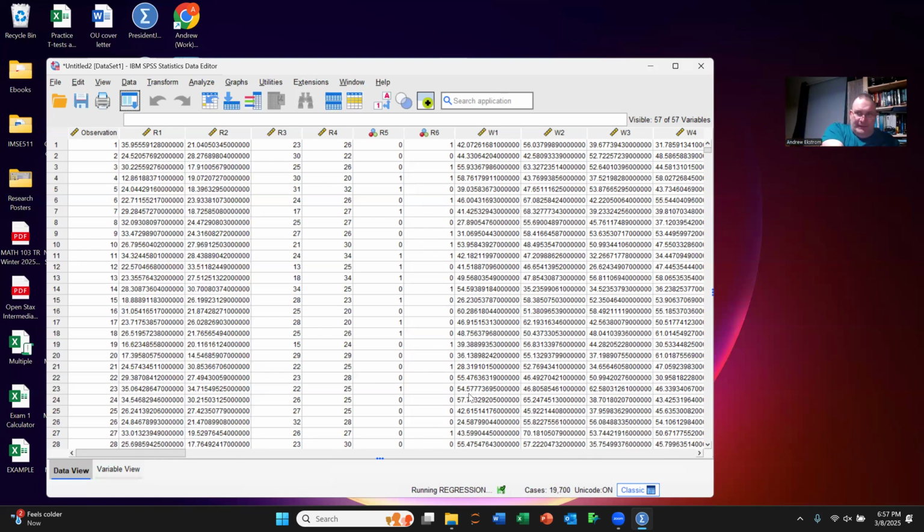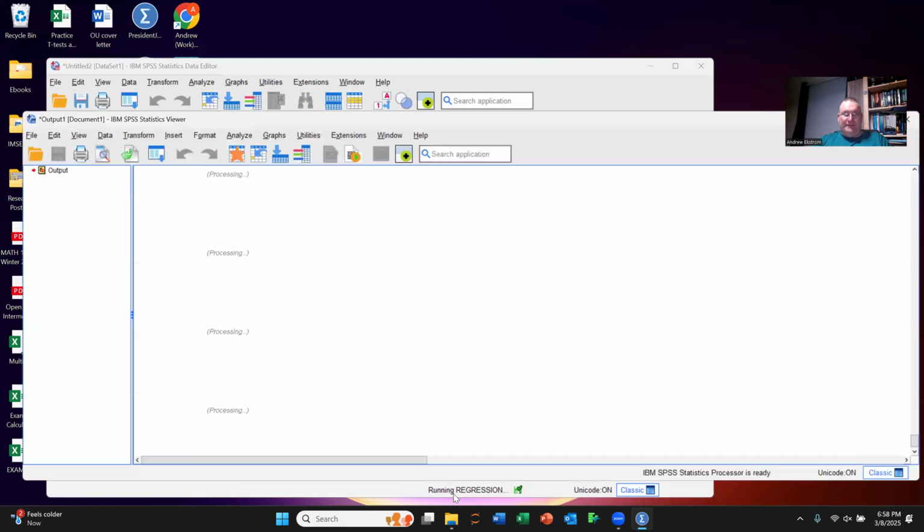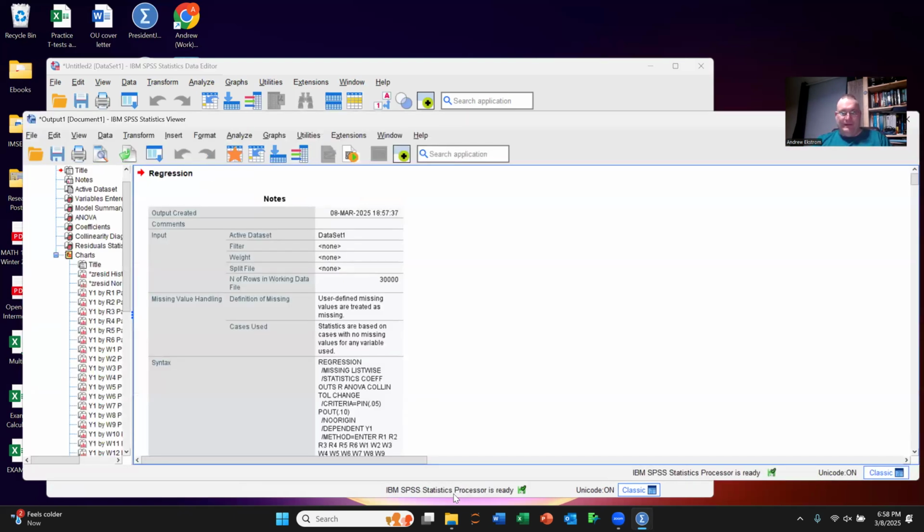If you look down on the bottom here, you can see where it says running regression. That means my computer is actually thinking. And while it's thinking, you might be able to hear the cooling fan speeding up. So now here it goes.